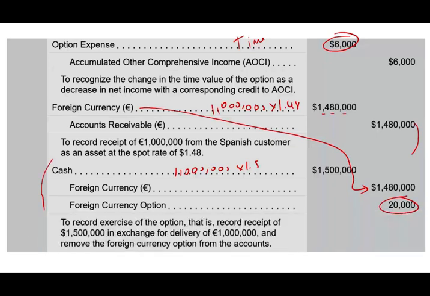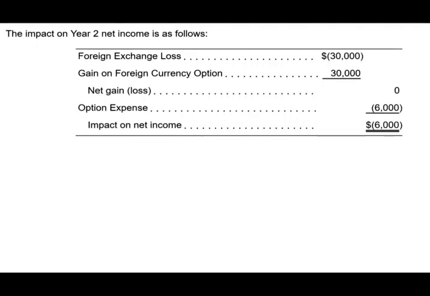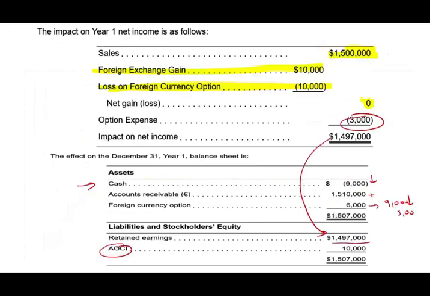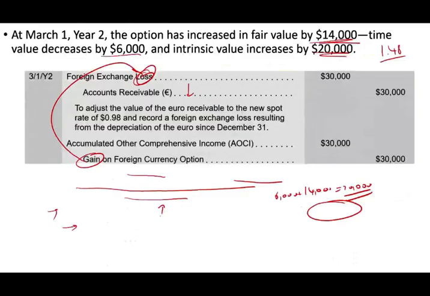So let's see what happened overall for the whole transaction. Hopefully you were keeping track of things. Here's what happened. In year two, you had a foreign exchange loss and a foreign exchange gain that cancel each other out. Then you expense the remaining option of 6,000, the time value. Therefore, the impact on net income is negative 6,000. That's the effect on year two. Let's go back to year one and show you how much year one was. The net effect on year one was losses of 3,000. So 3 + 6 = 9.